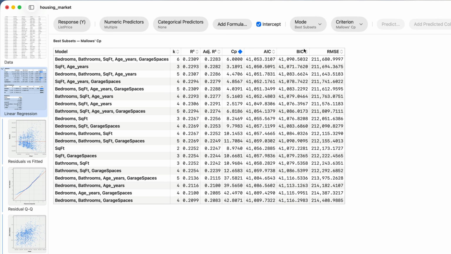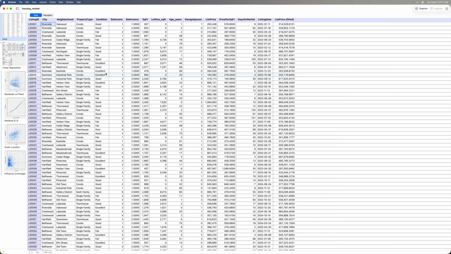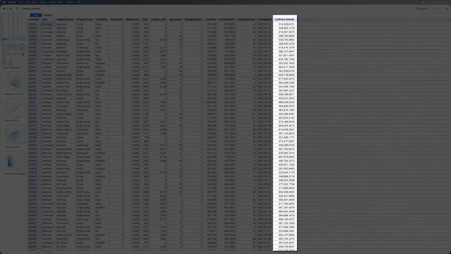With many predictors, best subsets ranks the leading models, so I can balance fit against simplicity and avoid overfitting. Finally, I add a predicted price column, and the model becomes part of my data. Next, data that moves through time.